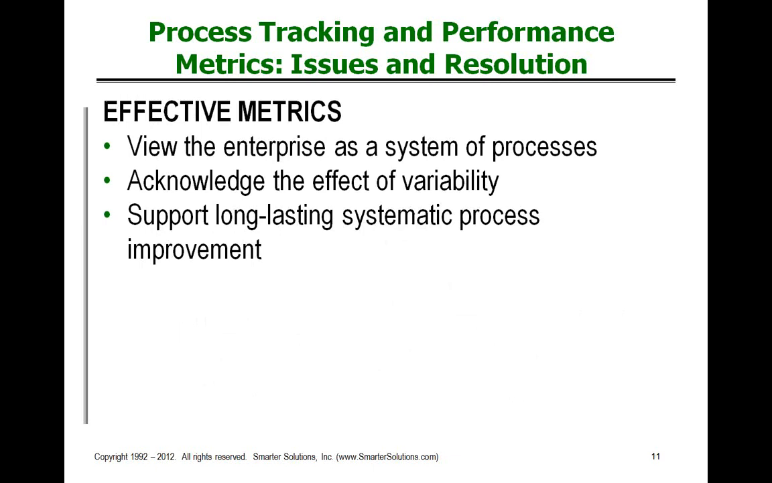So what I'm suggesting, we really need to have effective metrics that lead to the 3 R's of business. Everybody doing the right things, doing them right at the right time. But in order to accomplish that, we really need to view the enterprise as a system of processes. We also need to acknowledge the effect of variability, because variability is going to occur. And we need to also have this all integrated with long-lasting systematic process improvement. This does not mean that every organization needs to improve, because often we just don't have enough bandwidth for that. What we really want to do is to focus in the areas that's going to most positively impact the big picture.